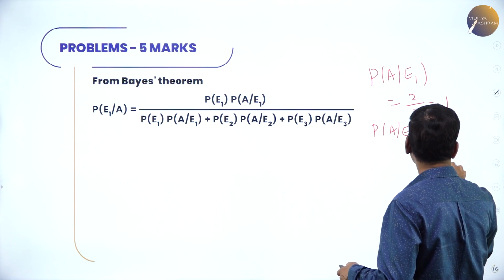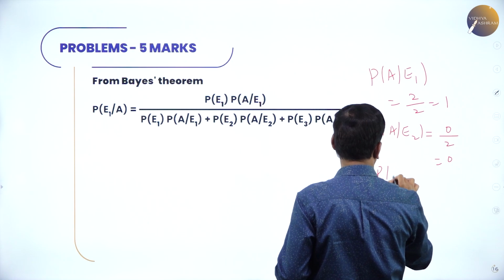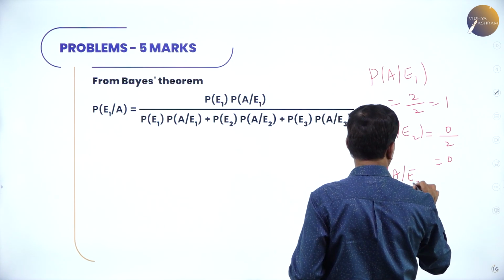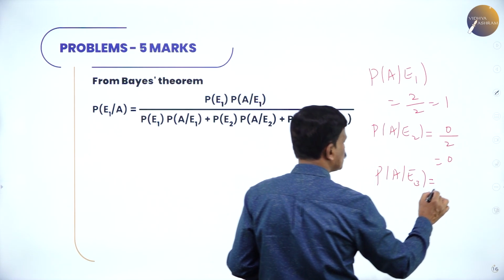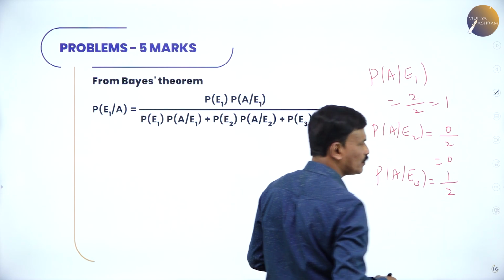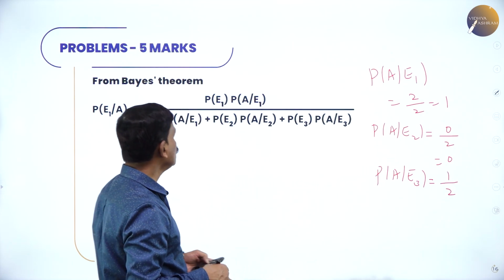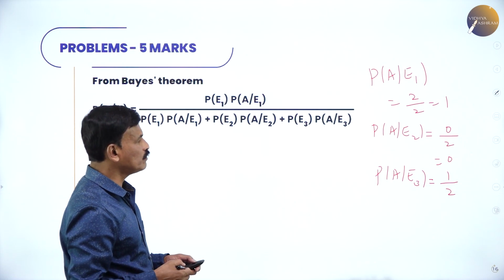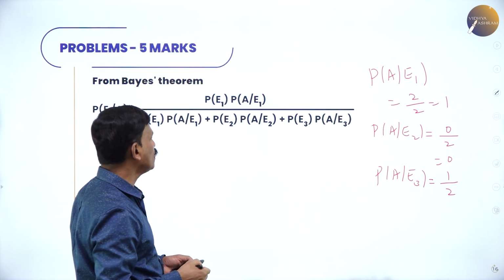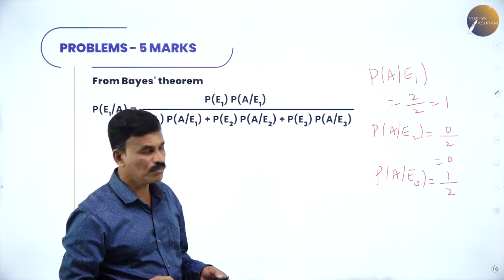There is no gold coin. 0 by 2 is 0. And the probability of getting a gold coin from bag 3, A by E3. How many coins are there? 2 coins. How many gold are there? 1 gold and 1 silver. So, the probability of A by E1 is 1. Probability of A by E2 is 0. Probability of A by E3 is equal to 1 by 2.